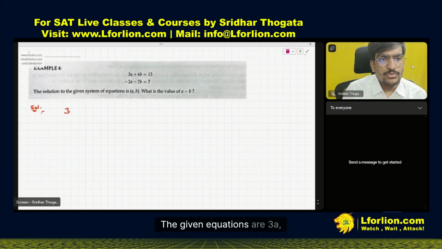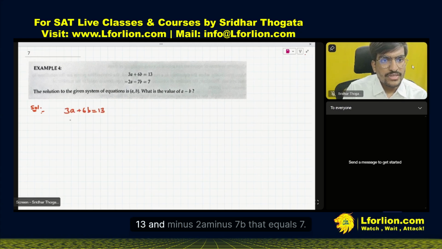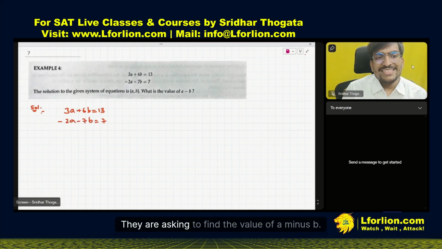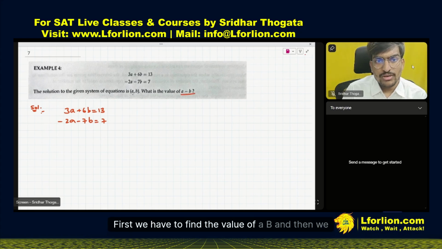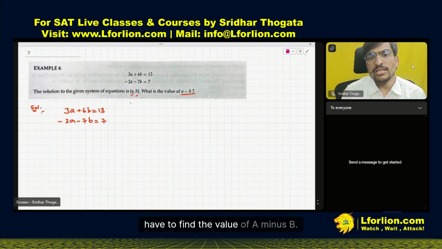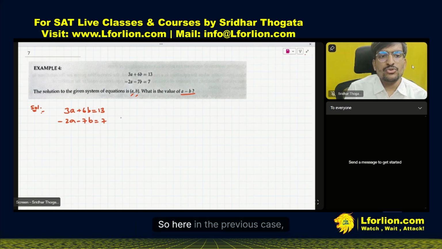The given equations are 3a plus 6b equals 13 and minus 2a minus 7b equals 7. They are asking to find the value of a minus b. First, we have to find the values of a and b, and then we have to find the value of a minus b. So here, in the previous case, it is so easy.